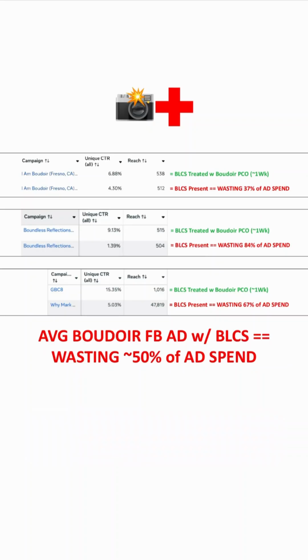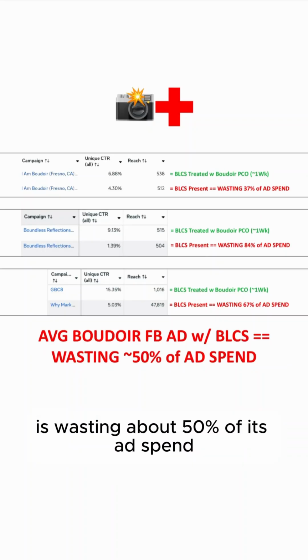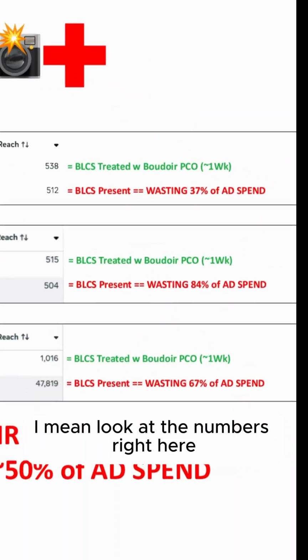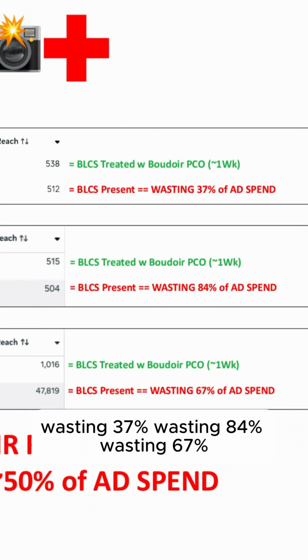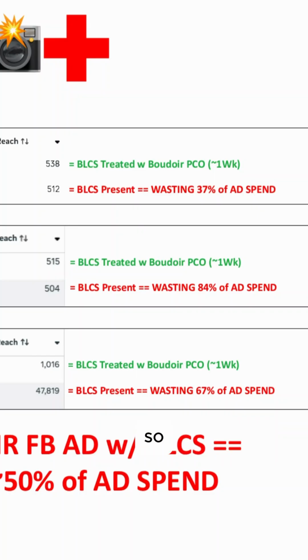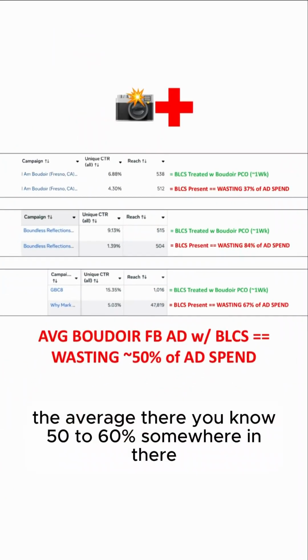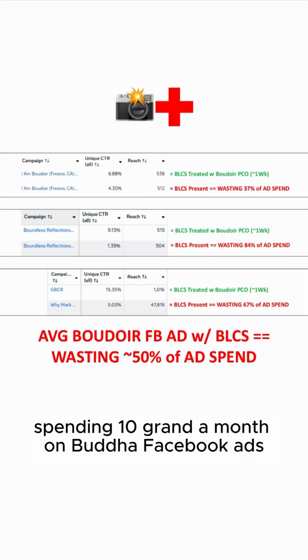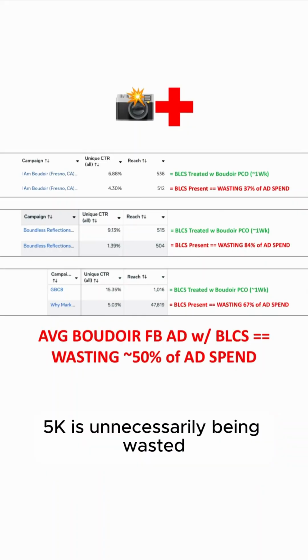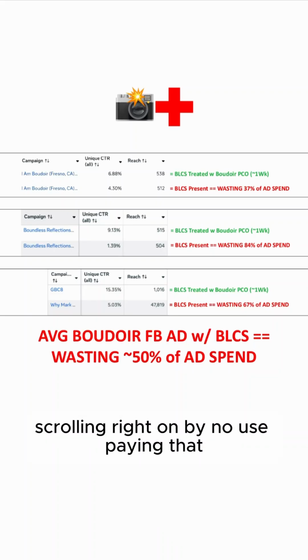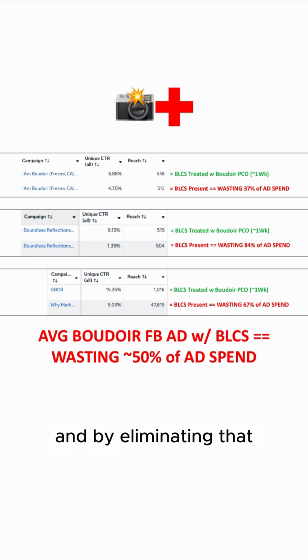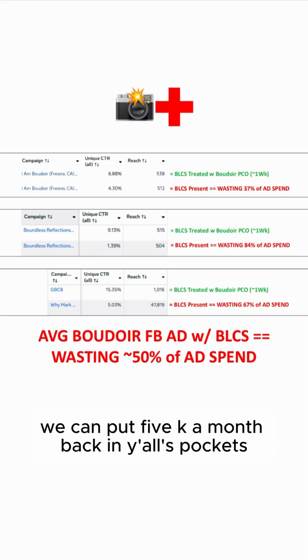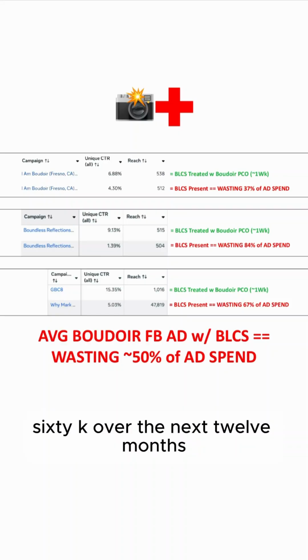So big numbers here. Now the average Boudoir Facebook ad with BLCS is wasting about 50% of its ad spend. I mean, look at the numbers right here: wasting 37%, wasting 84%, wasting 67%. So the average there, 50 to 60%, somewhere in there. So again, if spending 10 grand a month on Boudoir Facebook ads, 5K is unnecessarily being wasted, doing nothing, to women scrolling right on by. No use paying that, and by eliminating that, we could put 5K a month back in y'all's pockets, 60K over the next 12 months.